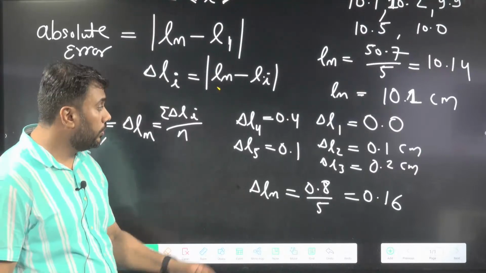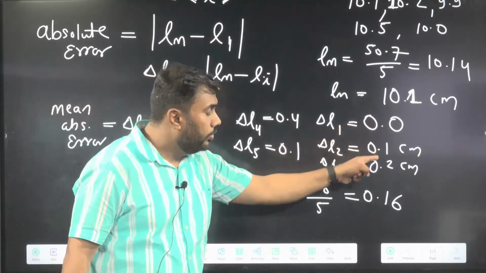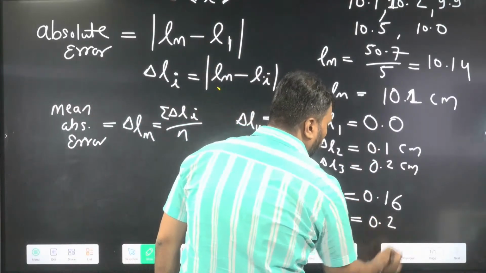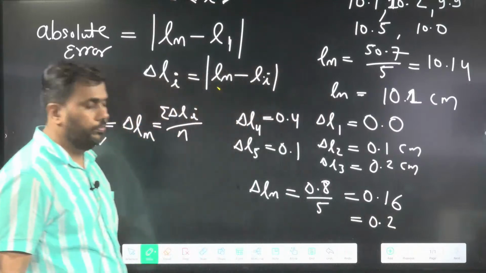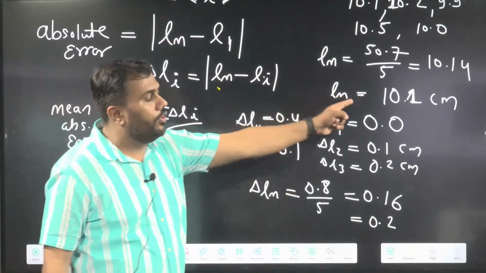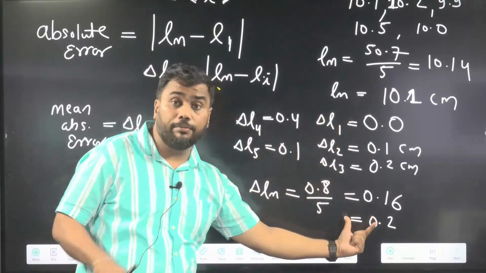Again, remember the rules of significant digits. Here only one digit after decimal, so here also I should take one digit after decimal. So by rounding off, this becomes 0.2. So mean value of length of pen, mean absolute error.